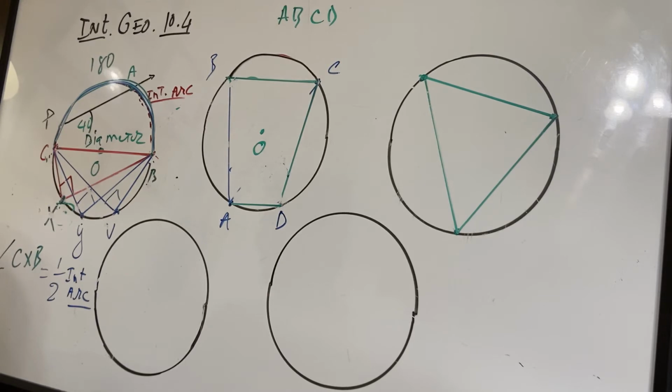It says this. A quadrilateral can be inscribed in a circle if and only if its opposite angles are supplementary. I repeat. A quadrilateral can be inscribed in a circle if and only if its opposite angles are supplementary.